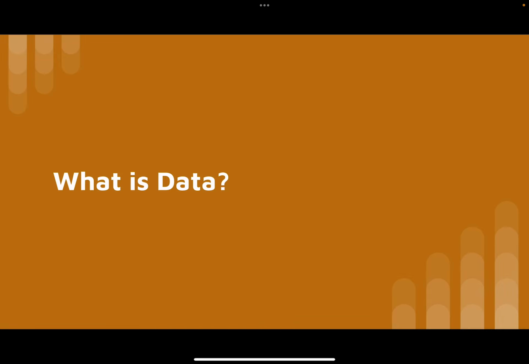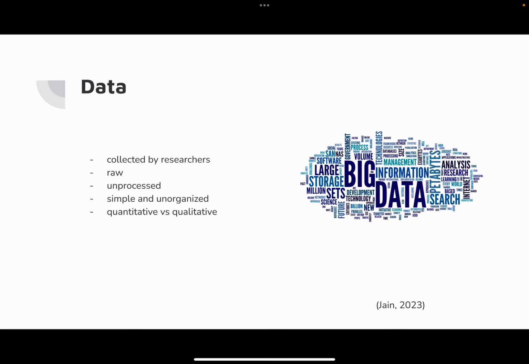So first off, I think it's important to go over the basics of what data is, so you all have an understanding before we get into the bigger topics. Data at its finest is collected by researchers. It is raw, unprocessed data. Essentially, this is information that hasn't been organized. It's as simple as can be.